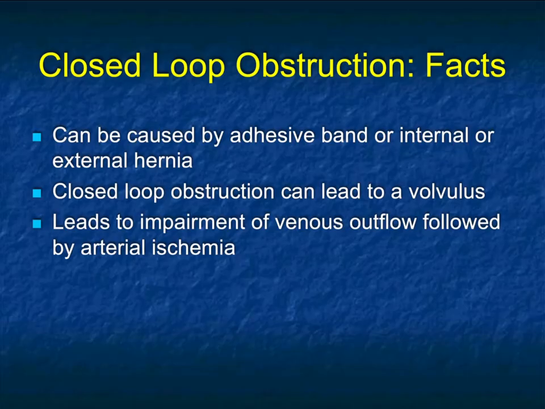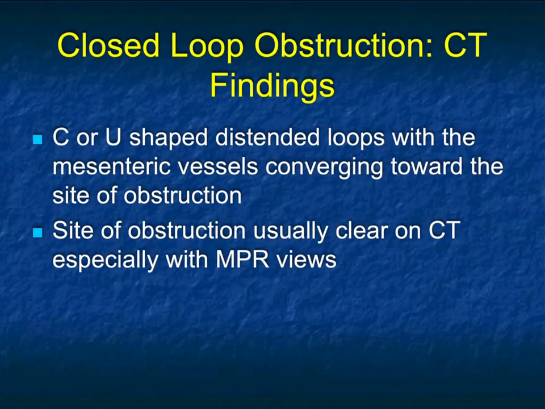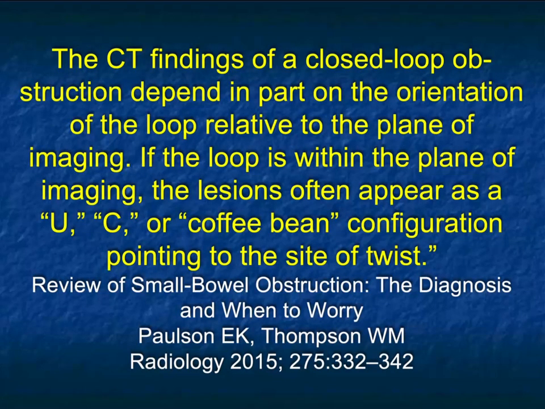Now, closed loop obstructions are surgical emergencies. They can be caused typically by adhesive bands, or they can be due to an internal or even external hernia. Closed loop obstruction can lead to a volvulus, which leads to impairment of venous outflow, followed by arterial ischemia. And that, of course, explains why you typically see a lack of bowel enhancement. With closed loop obstructions, you have C or U-shaped distended loops with the mesenteric vessels converging toward the site of obstruction. The site of obstruction is usually clear on CT, particularly when you do MPR or 3D imaging.